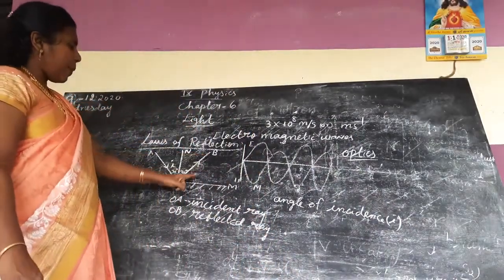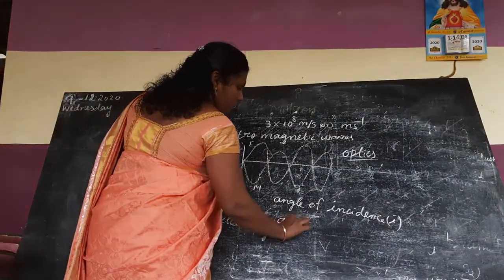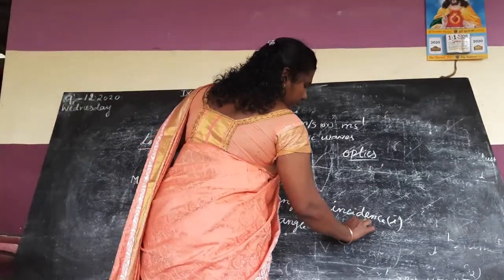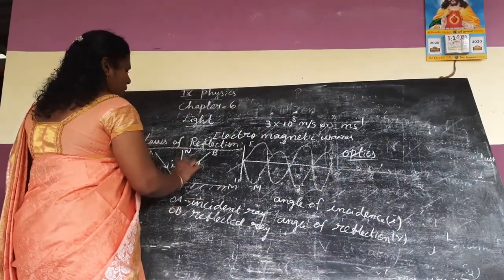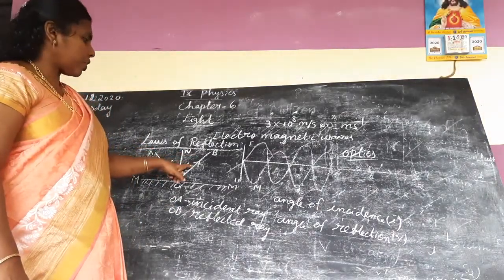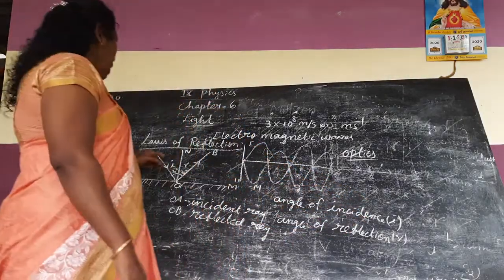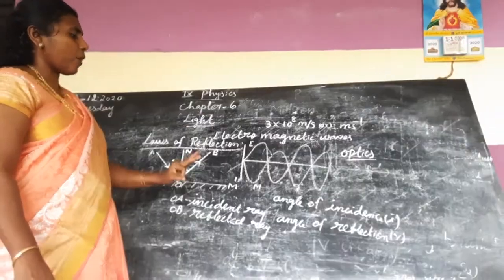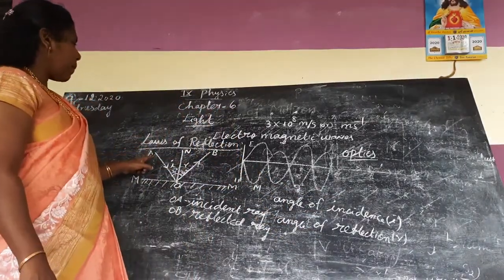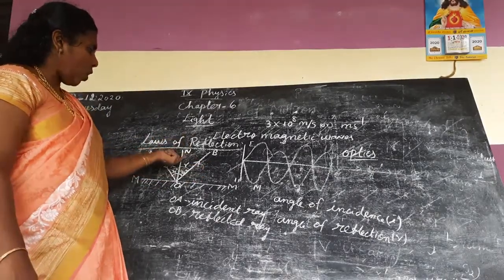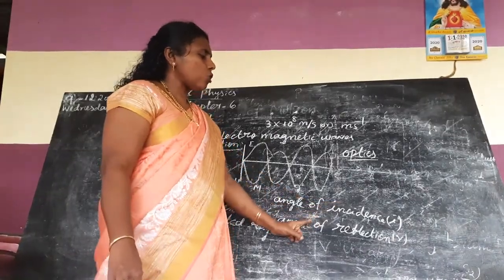Now the angle made by the reflected ray and the normal is called the angle of reflection. That is small r. So we can write here small r. Angle of incidence is i, angle of reflection is r. Now listen. The second point is that the angle of incidence is equal to the angle of reflection. This is the second law of reflection. See the first law: the incident ray, the reflected ray, and the normal lie in the same plane.